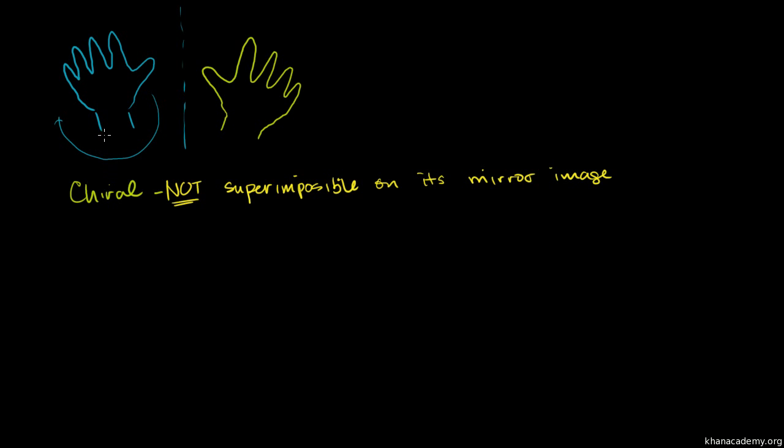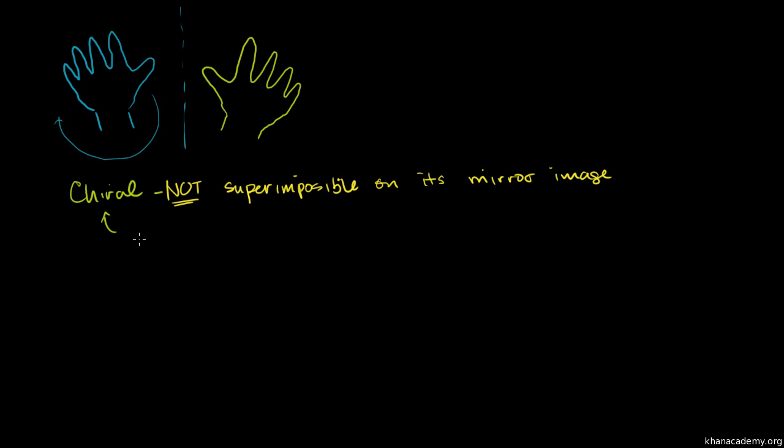So whenever something is not superimposable on its mirror image, let me write this down. So this is not superimposable on its mirror image. We call it chiral. So this hand drawing right here is an example of a chiral object. Or I guess the hand is an example of a chiral object. This is not superimposable on its mirror image. And it makes sense that it's called chiral. It's called chiral because the word chiral comes from the Greek word for hand.